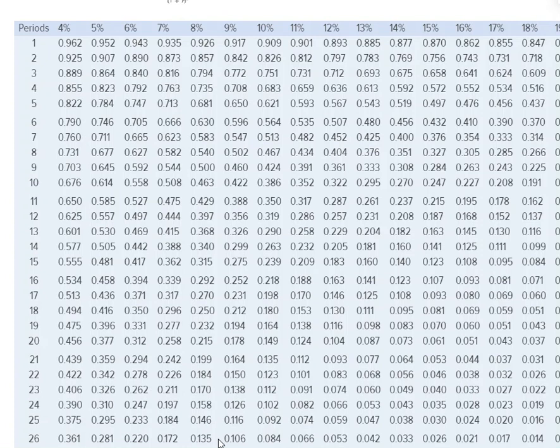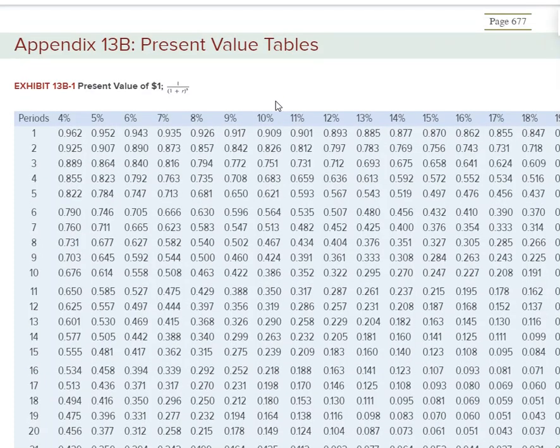Okay, so if I add them up, I'm adding 0.909, 0.826, 0.751, 0.683. I could do them all separately, but if I add those up, I get 3.169. Okay, so this is from the first table, present value of $1. So this is things that happen one time.